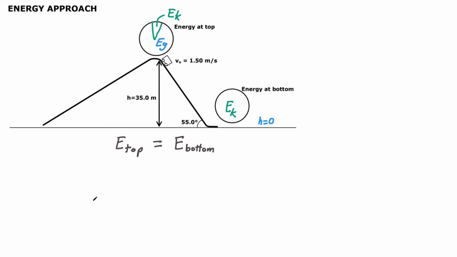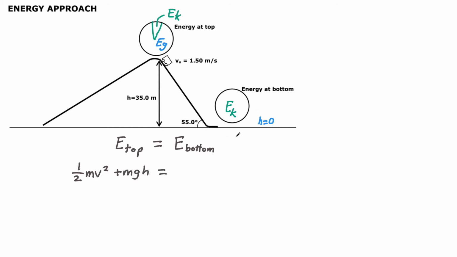At the top of the hill, we have two forms of energy, kinetic energy and gravitational potential energy. The formula for kinetic energy is 1/2 mv squared. And the formula for gravitational potential energy is mgh.